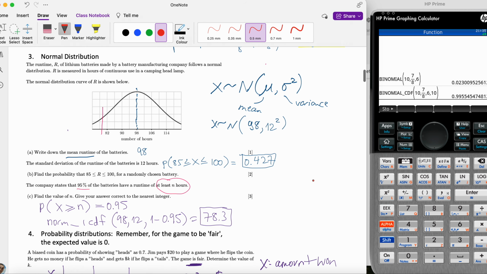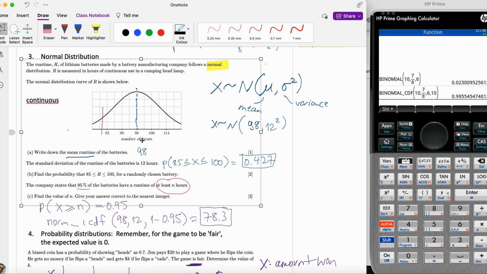Next one, normal. Again, if you want, pause and try this on your own. The nice thing with a normal is that you'll always be told that it's normal. But the thing you want to remember with a normal is it's always continuous data. It's your heights, your weights, your number of hours, your speeds, any sort of infinitesimal breakdowns.